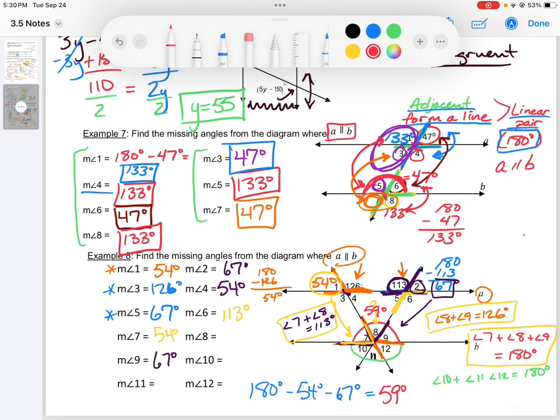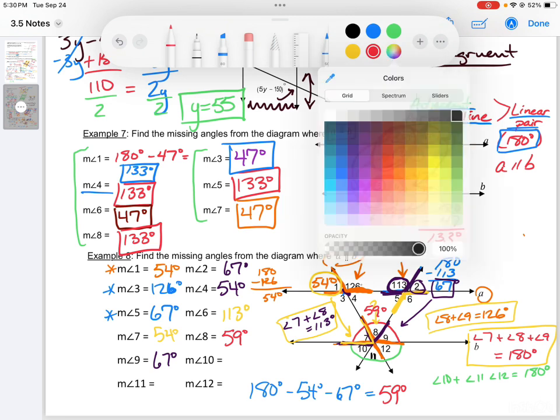And you could go ahead and test that with the rest of the things we said. Is 59 plus 67 126? Yeah, it is. Is 59 plus 54 113? Yes, it is. So all those things intertwine, and we're able to use all that information to not only determine what angle 8 is, but also to determine if our answer is right.